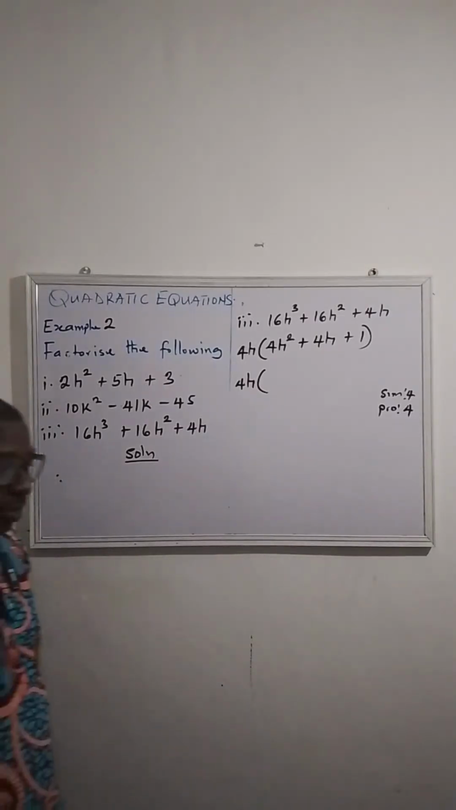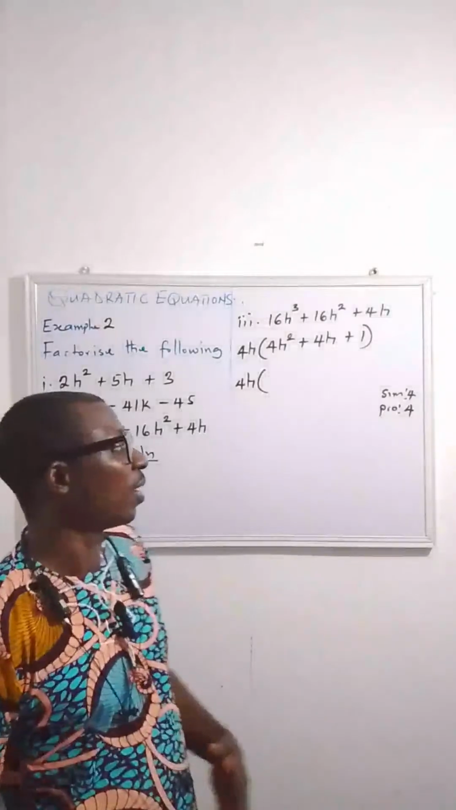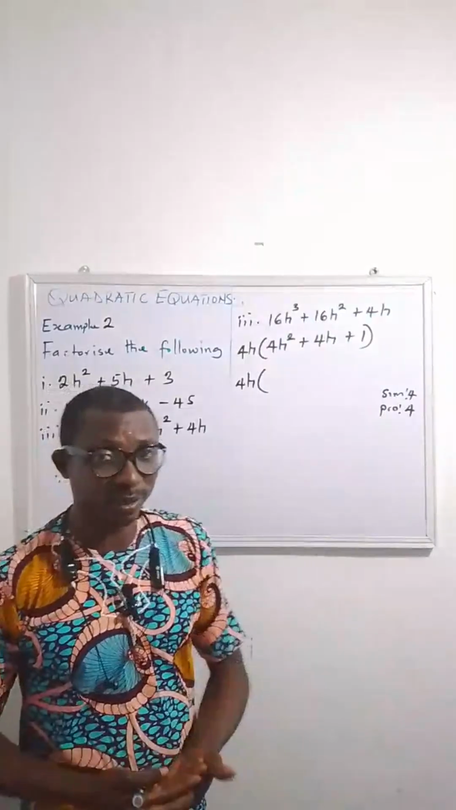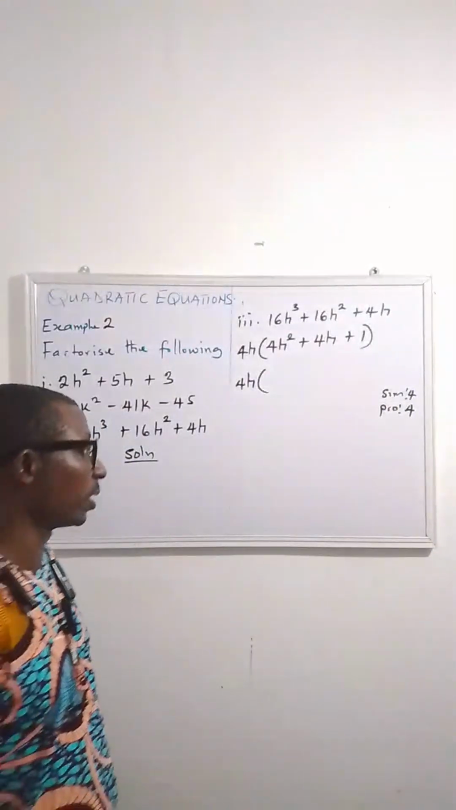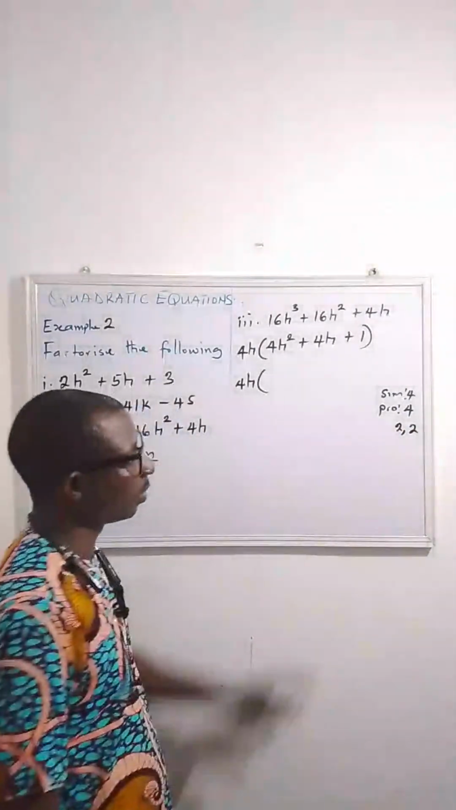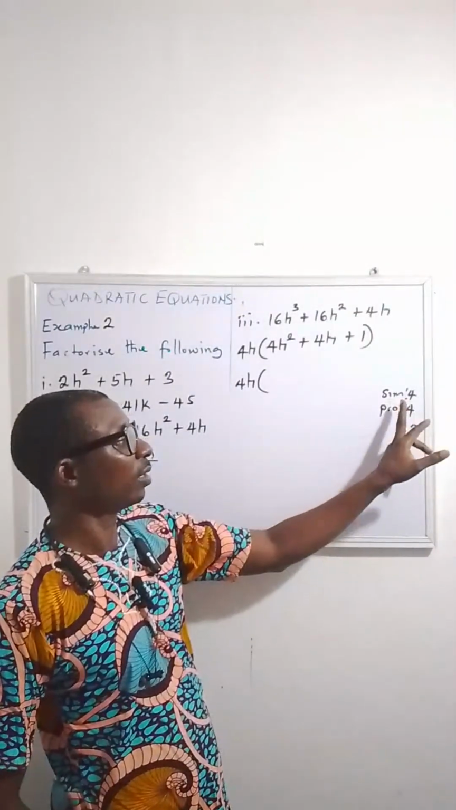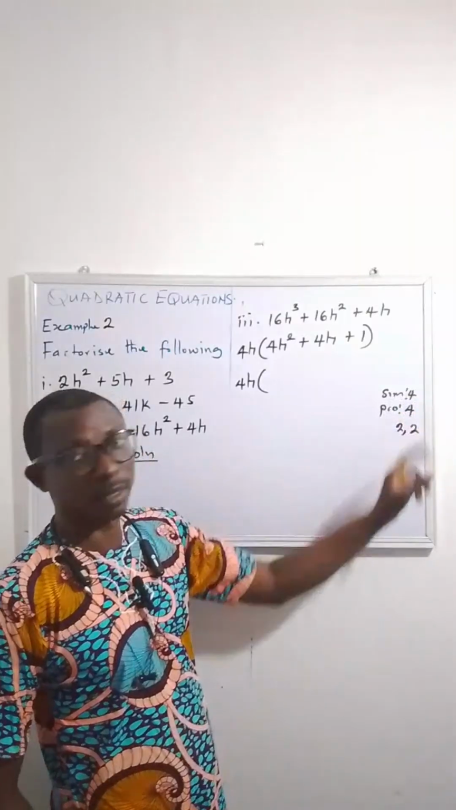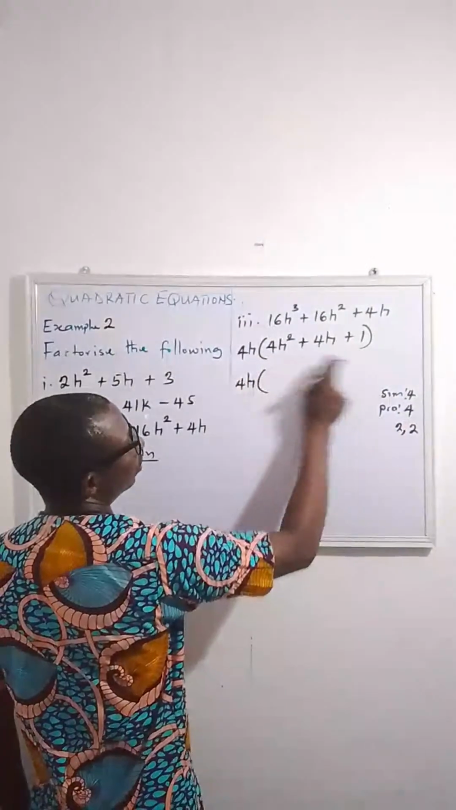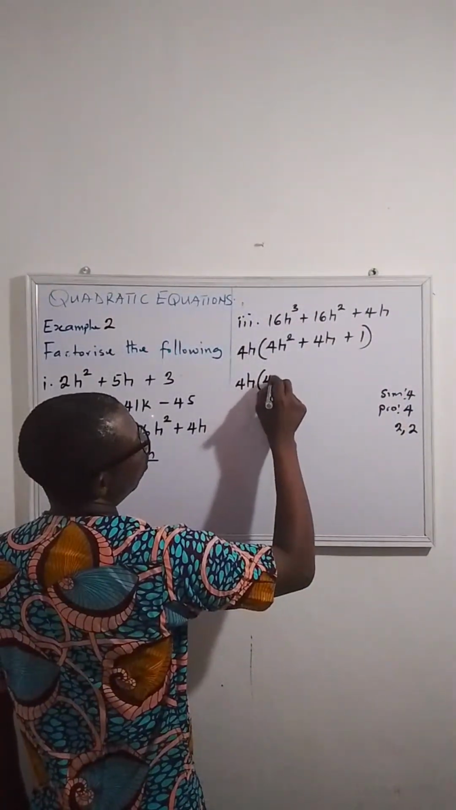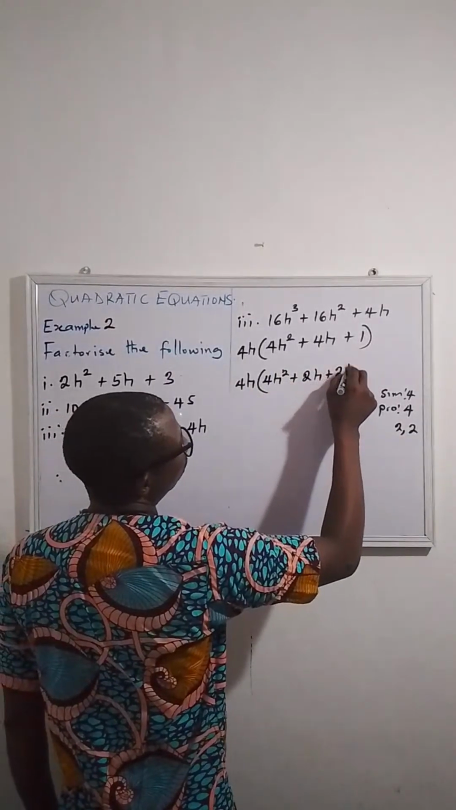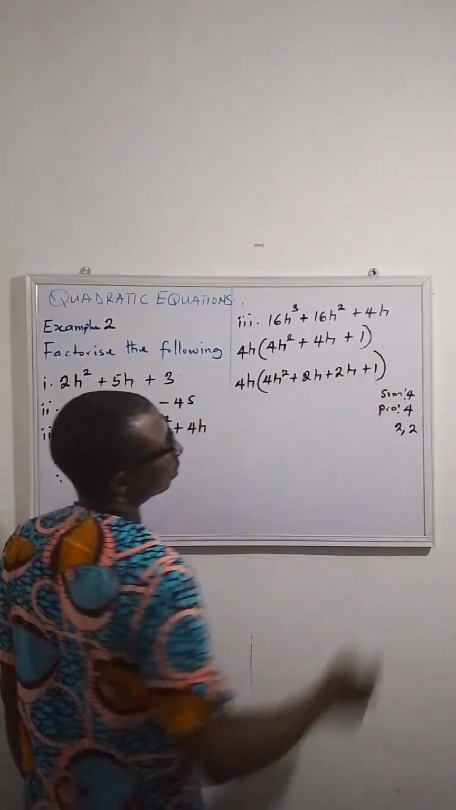So the two numbers such that when you add together you have 4, and when you multiply the two numbers together you also have 4. So I think that's very simple. Everybody should be able to get that now. It's not something hard. So we have 2 and 2, right? When you add these two together, you have 4. When you multiply together, you have 4. So now this expression in the bracket turns to 4h squared plus 2h plus 2h plus 1.